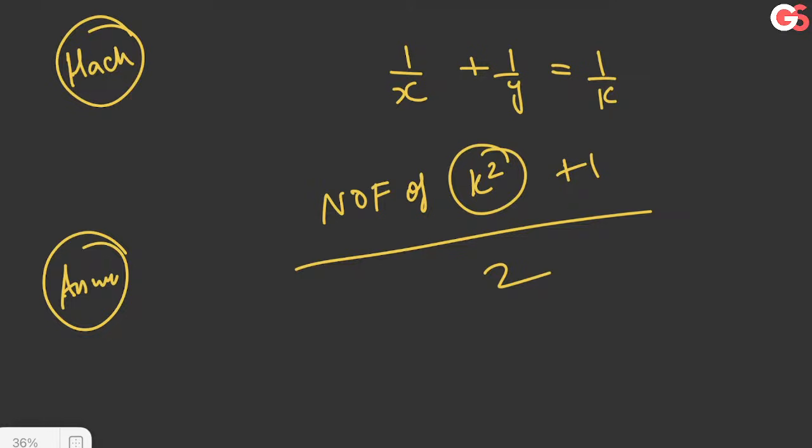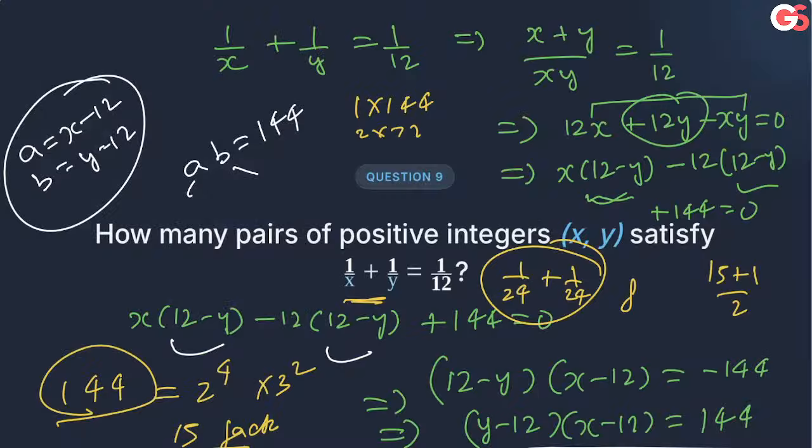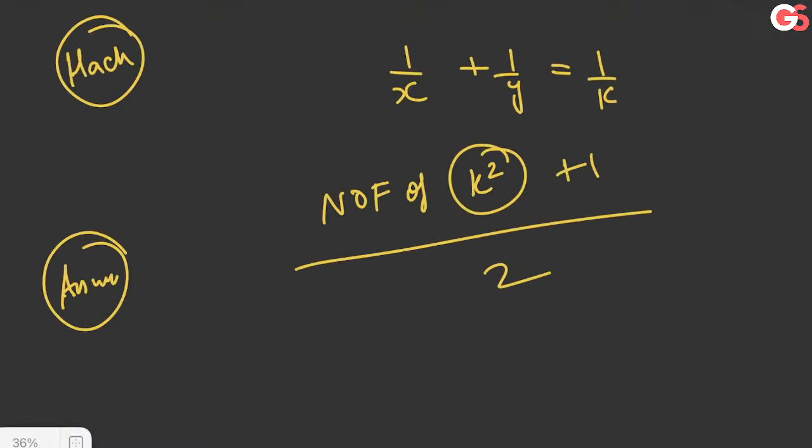अंकित एक पेयर बना दिया मैंने 1/24 1/24. जब ए और बी दोनों 12 12 हो जाएंगे तो एक्स और वाई 24 24 हो जाएंगे. समझ गए? इज दिस क्लियर गाइस? Clear to everyone? This hack, just remember it. All right, let's start.